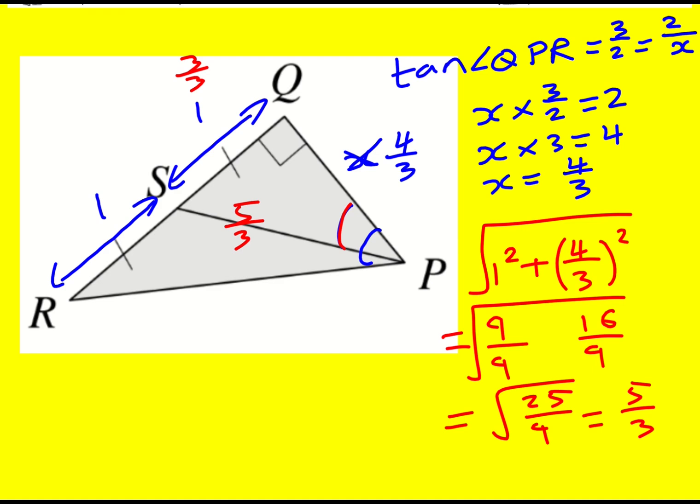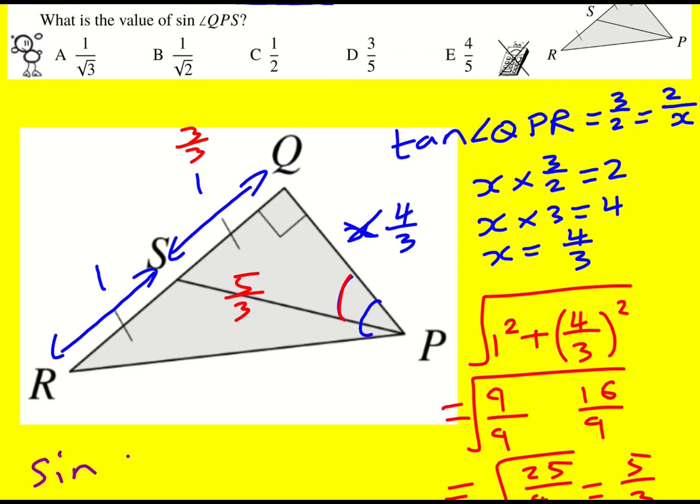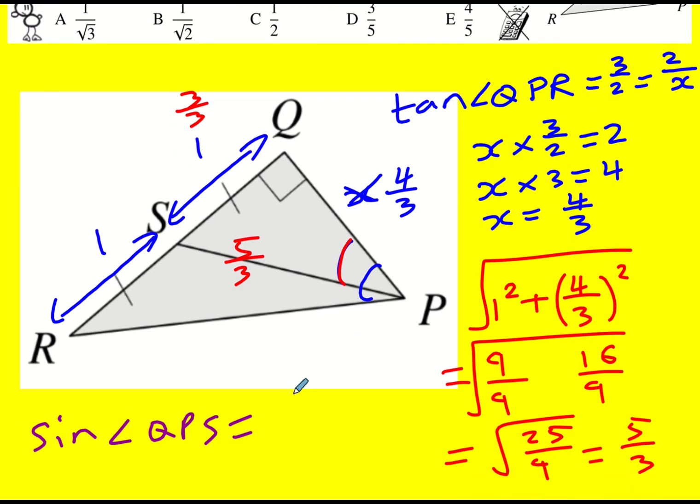I've done Pythagoras and worked it out. Therefore, sine of, let me just write it exactly like they did, angle QPS is going to equal the opposite, which is 3 over 3, or just 1, divided by the hypotenuse, which is 5 over 3, and that's going to give 3 over 5 when we take the reciprocal. You can do it by doing 1 divided by 5 over 3, and then flip if you want.